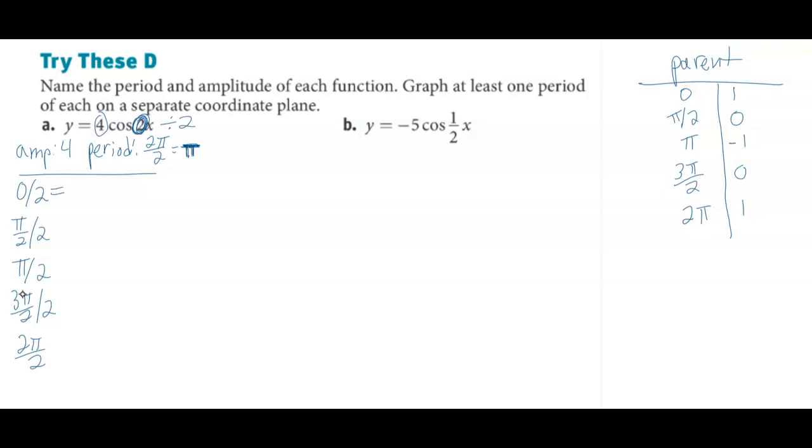So 0 divided by 2 is 0. Pi over 2 divided by 2, you double that denominator, because you'd be multiplying by 1/2. So it'd be pi over 4. Pi stays pi over 2. Again, dividing a fraction, multiply by the reciprocal. So this would be times 1/2, which would be 2 times 2 or 4. Then 2 pi over 2 cancels out to be 1 pi.